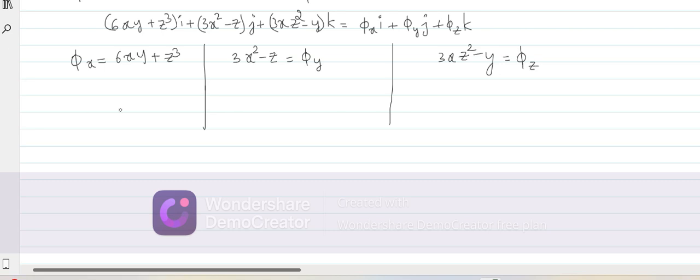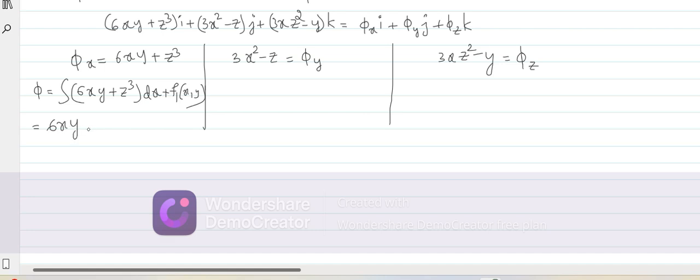Now let us calculate the value of φ. Let us integrate with respect to x. That means we are treating y and z as constant, and we are integrating this function to get the function φ. So the integration of 6xy + z³ with respect to x, and here we have to write the integrating constant. Here we are treating y and z as constant.